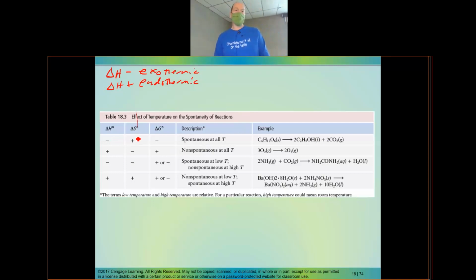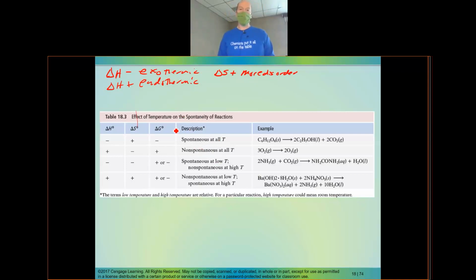All right, and so your delta S. So delta S positive. Delta S is entropy. Entropy is disorder. Positive delta S means more disorder. So you're going to have more gases on the product side than you have on the reactant side.